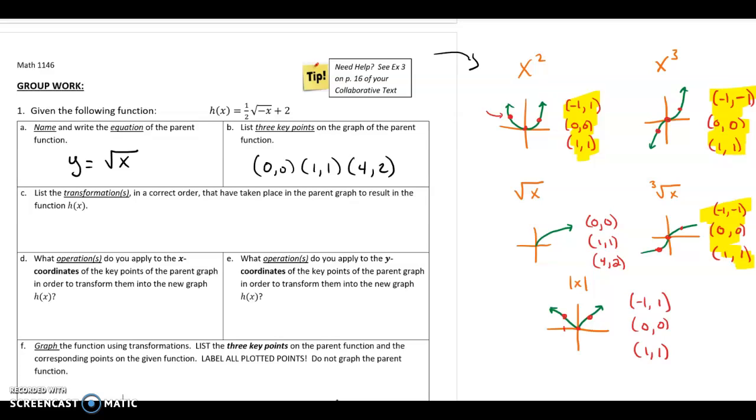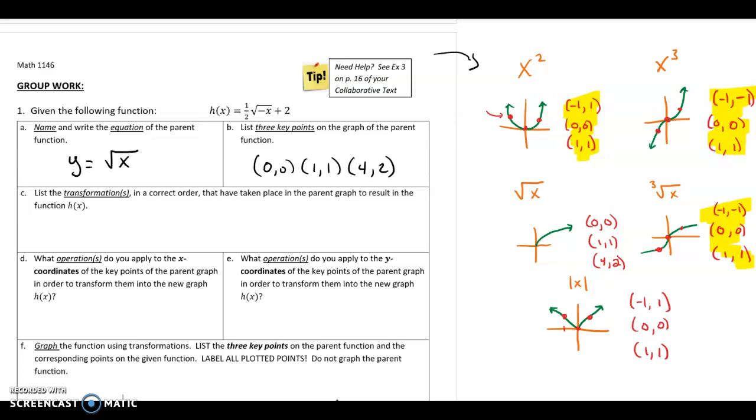Now, it says list the transformations in a correct order. Notice it says in a correct order. There are a couple of different ways we could list it. I'm going to go through just one way. I'm going to teach this method consistently because I think it makes the most sense to learn one way rather than switching it up. In the correct order, list the transformations that have taken place in the parent graph to result in the function h of x.